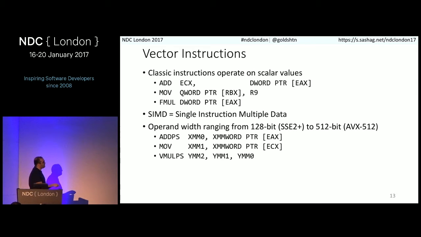And then you have something like vmul PS, which is an instruction that multiplies 8 floats by 8 floats, producing 8 floating point results.